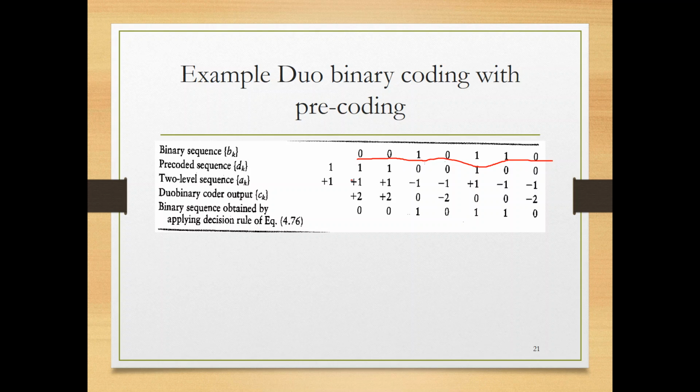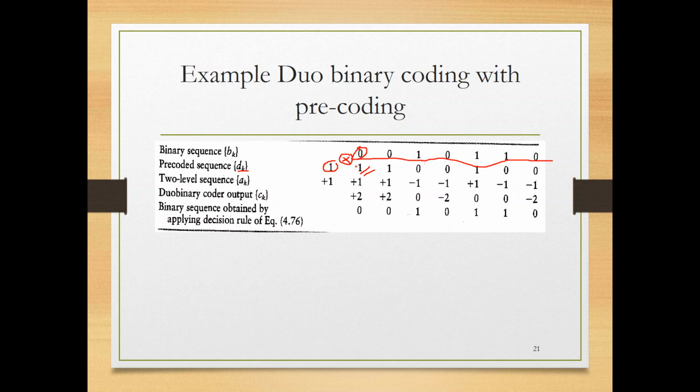And I might ask you, why do we use precoding? To avoid error propagation. You tell me, first I find DK, the precoded sequence. What's DK? DK is basically BK, yes? This value, BK, XORed with DK minus 1, which is this. So you take this value, XOR them with each other. 0 XORed with 1. What's the result? The result is here, 1.